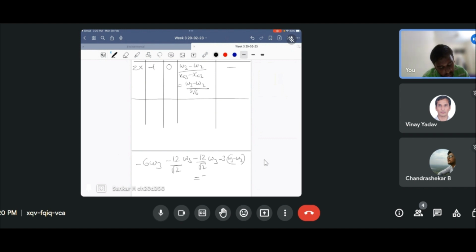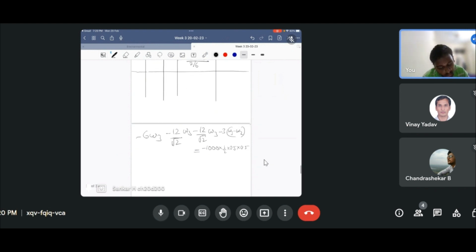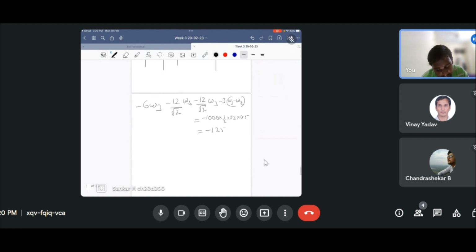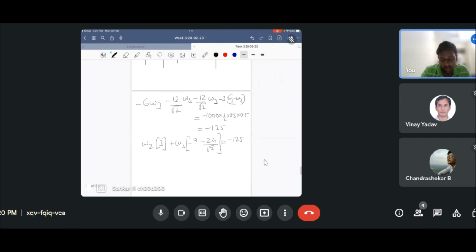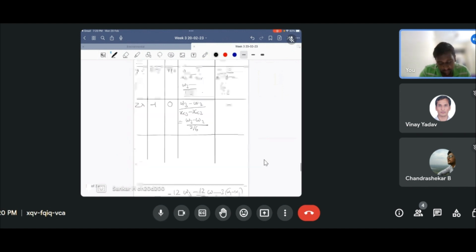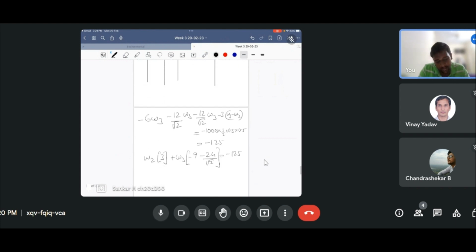Again, the constant is minus 1000 times area, which is half times length times height, which would come out to be minus 125. Rearranging this, we'll get w2 times 3 plus w3 times minus 9 minus 24 by square root 2 should be equal to minus 125. Basic rearrangement and substitution is what I have done here. Nothing too much complicated has happened till now. If you have any doubts, please feel free to stop me. So this would be our equation number 3.